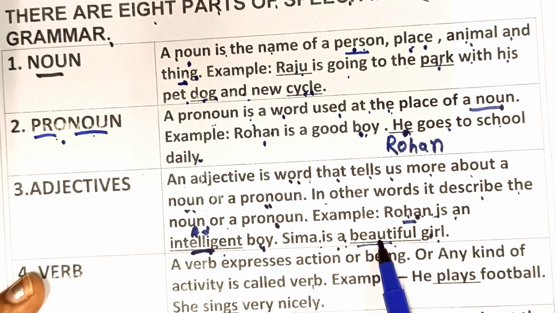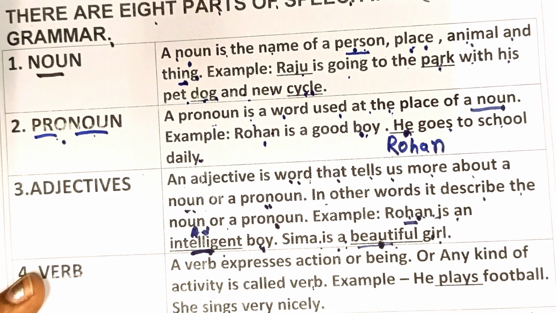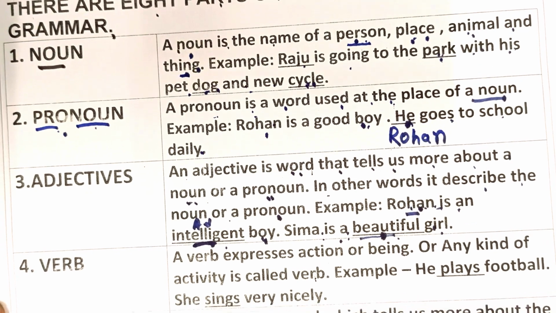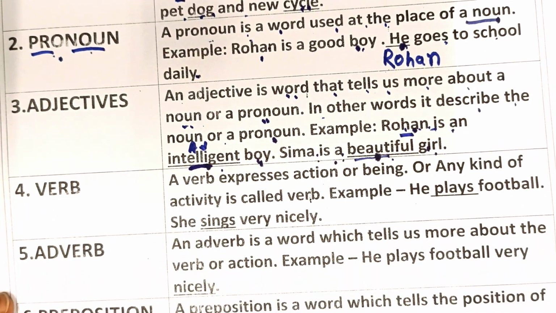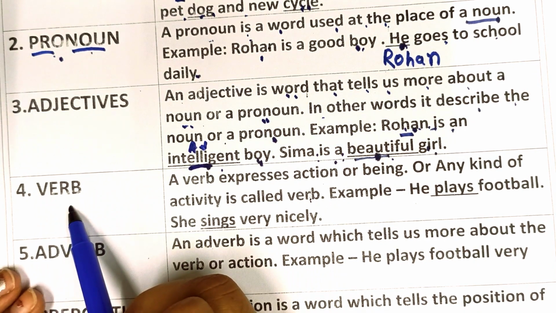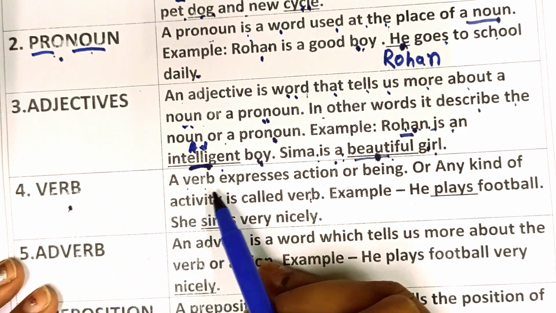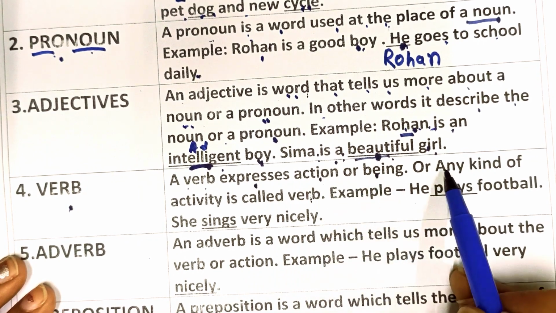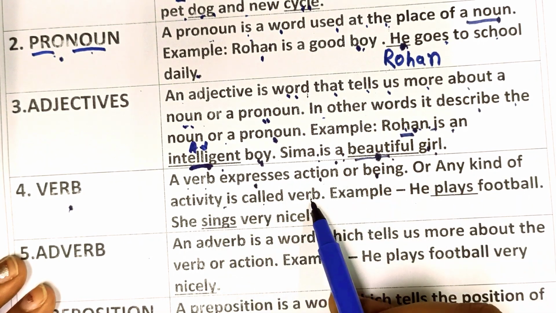How does adjective help us? Adjective helps us to understand the quality, the manner of a noun or a pronoun. Clear? Okay. Now come to the next one, that is verbs. Now what are verbs? A verb expresses action or being or any kind of activity.